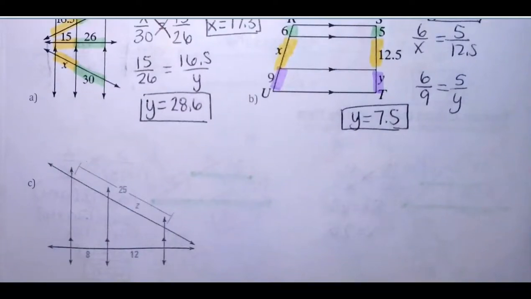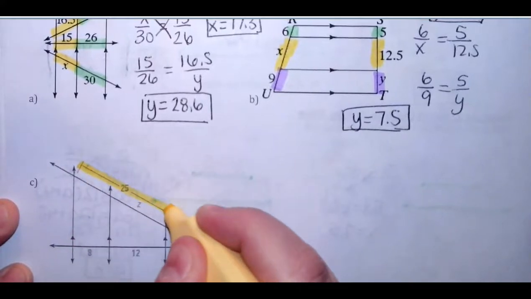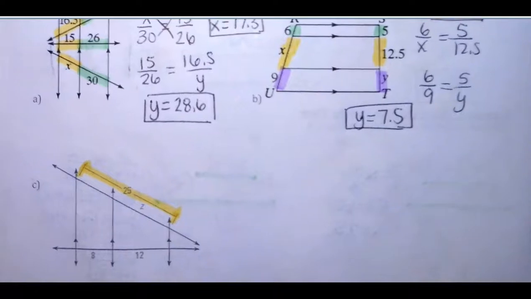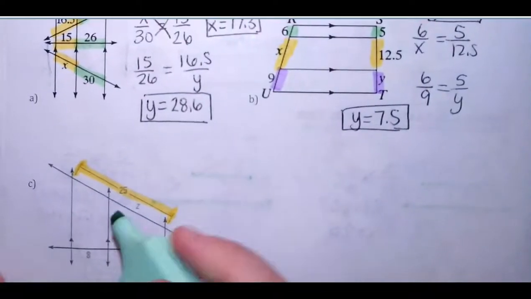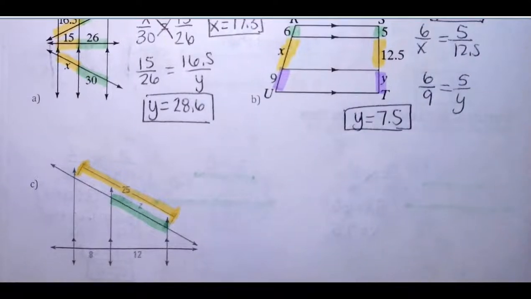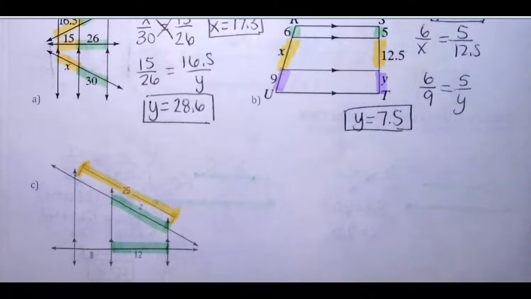Okay, now this last one is a little interesting, and there's a couple ways to do it, but probably the easiest way I can tell you to do this. You have this whole side here between these two parallel lines that is 25. And then you have this z right here. That's our variable in that situation. Here's what I would tell you. The 12 and the z, those are cut off by the same parallel lines. Now the 25 is that whole side.